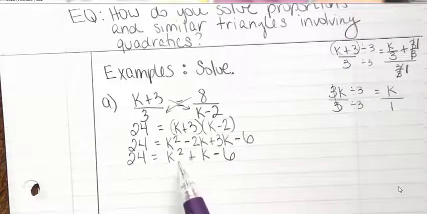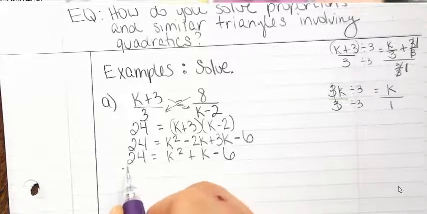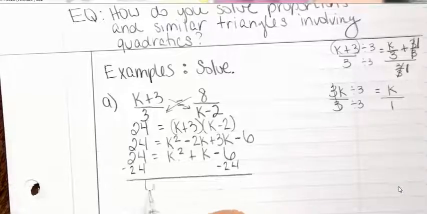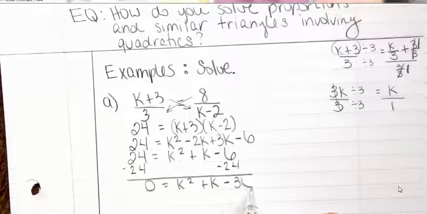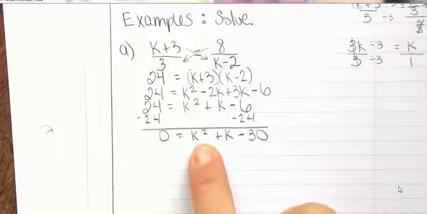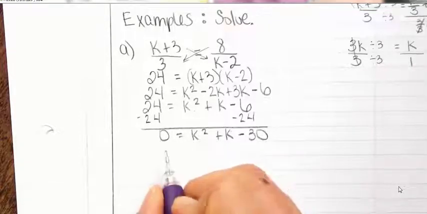Now, I've got a quadratic. I have to solve this. In order to solve a quadratic, no matter what, you need to get it in standard form. That means everything on one side. So I'm going to subtract 24 from both sides. And I'll be left with 0 equals k squared plus k minus 30. Okay, now to solve a quadratic, right? We know it's a quadratic because it's k squared. I'm going to now factor, and then I'm going to use zero product property.